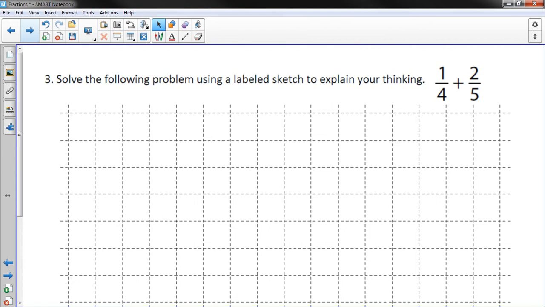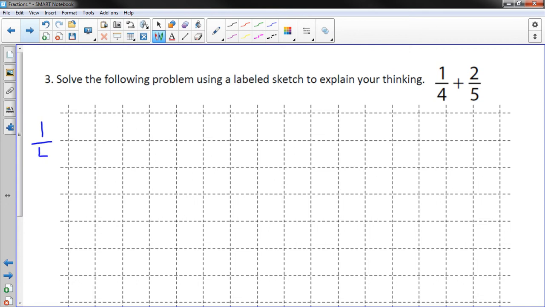Alright, third problem. 1/4 plus 2/5. This one's tricky because you have a 4 and a 5, and you need to find a rectangle that has an area for fourths, and then do the same thing for fifths, where the rectangle is the same, has the same area. So you have to think about this. I'm going to kind of lead you on here.